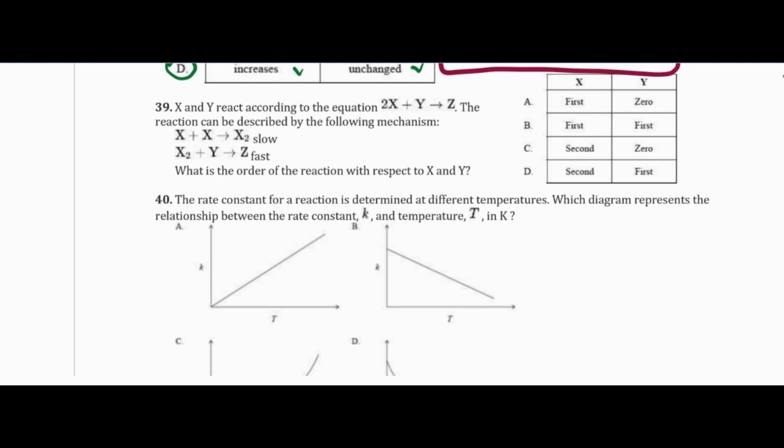So first, to work out the orders, we need to think about the rate equation. Since the fast step occurs after the slow step, we won't be including Y in our rate equation, which means Y does take part in the reaction, but is 0th order. So Y is 0. And X must be 2nd order. C.